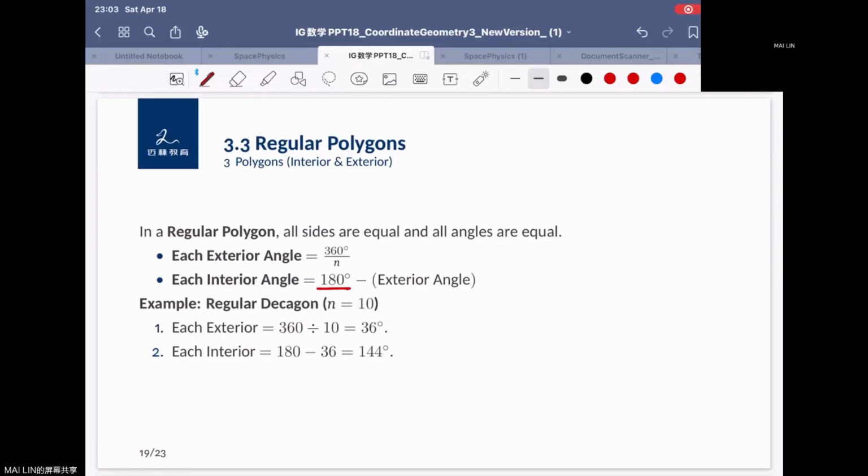For example, here we have a regular decagon. The number of sides equals 10. So each exterior angle equals 360 degrees over 10, which is 36 degrees, okay? And each interior angle equals 180 degrees minus 36 degrees, which equals 144 degrees. That is for each interior angle, okay?